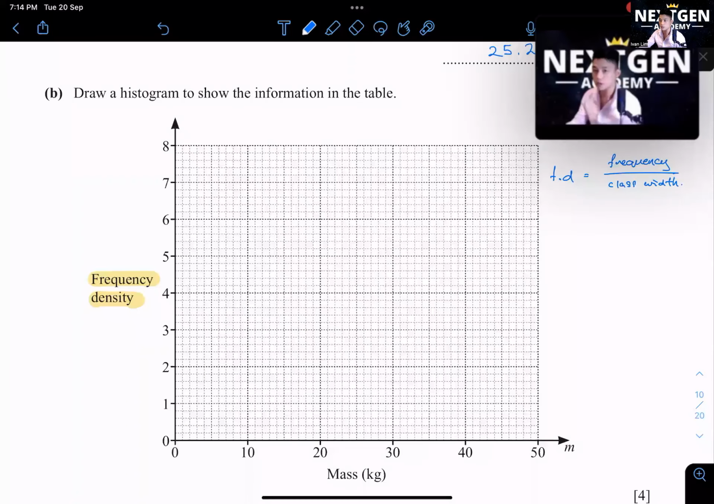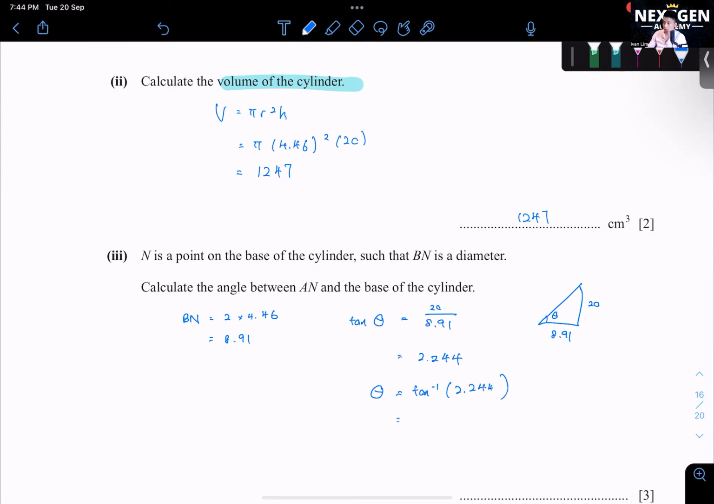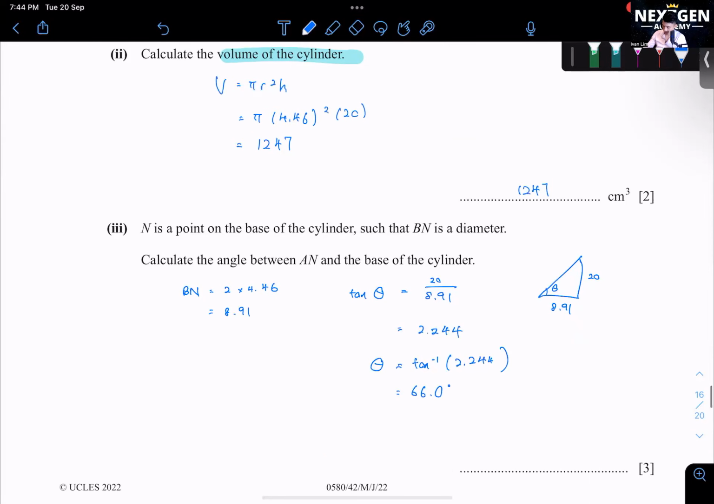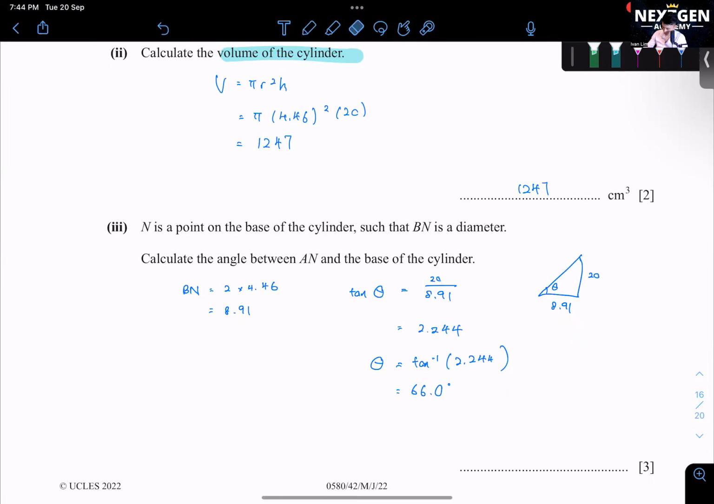Let's find the value first. This will be 2.244. Theta, we just shift tangent this value. Type in your calculator, you will get 66.0 degrees.